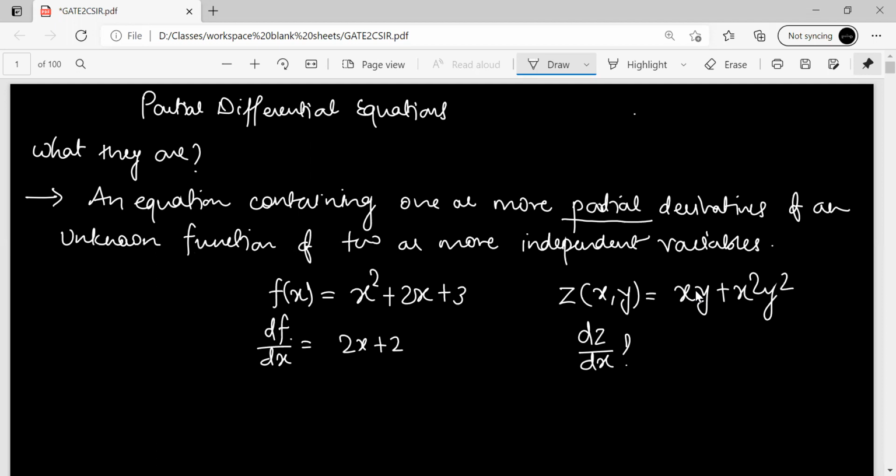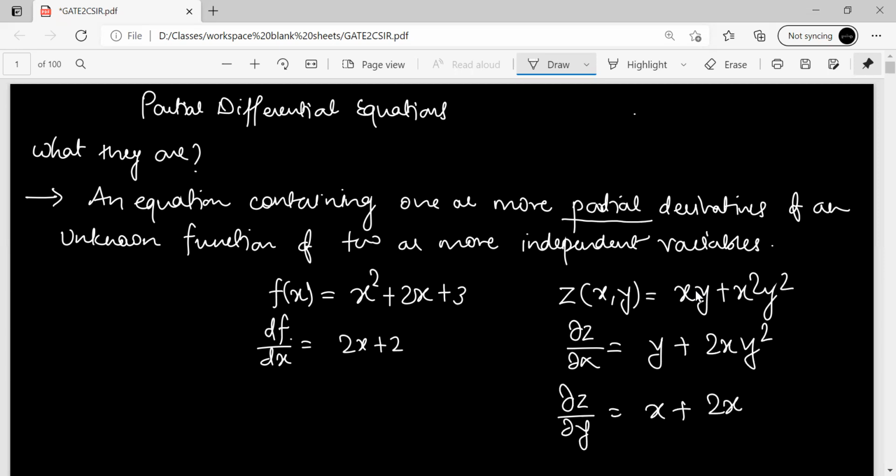So those equations which basically include partial derivatives. Here I can think of finding del z over del x. This will give me the partial derivative. So here you differentiate with respect to x partially, keeping y constant. Such kind of things. And then I can also have del z over del y. So that will give me x plus 2x squared y. So an equation which contains such kind of terms, del z over del x, del z over del y, will basically come under such things.